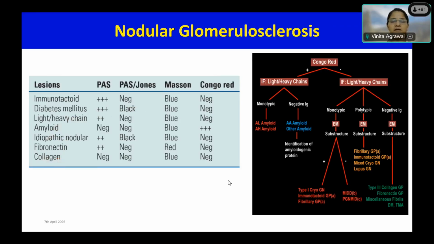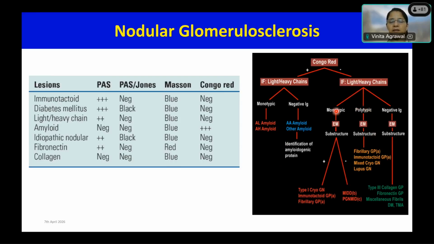Okay, so always remember that there are a large number of conditions which can present as deposition diseases. According to whether they are congophilic, the first stain that you do is Congo red, as you rightly said. If it is positive, you think of amyloid and try to find out the type of amyloid. If it is negative for Congo red, you look at kappa and lambda. If it is polytypic, these are the conditions. So in our case, what do you think?